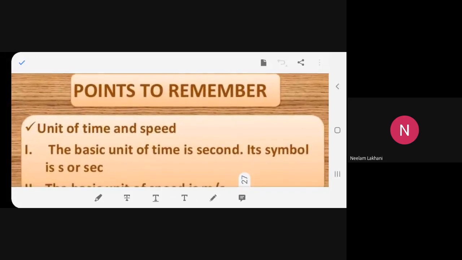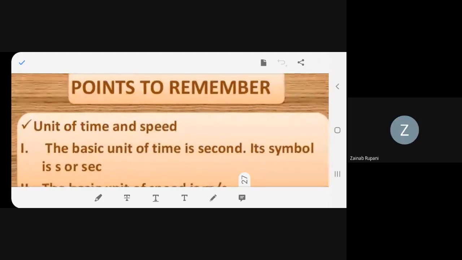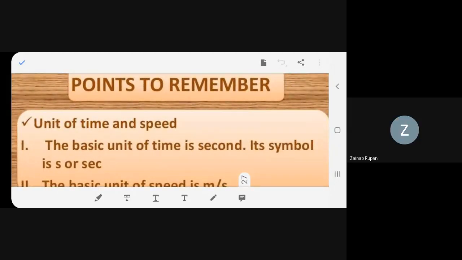Ma'am, can I read? Yes, ma'am, can I please read? Let her continue. Name, please. Zainab Lakhani. Rupani. Zainab.